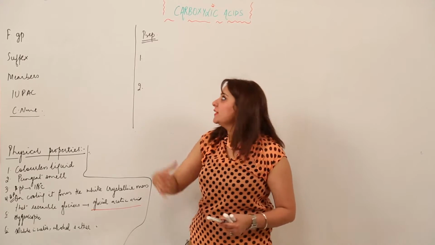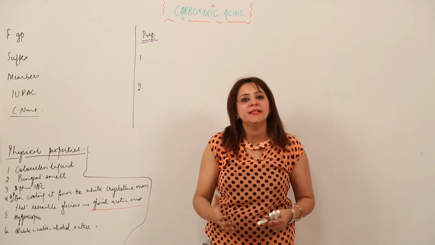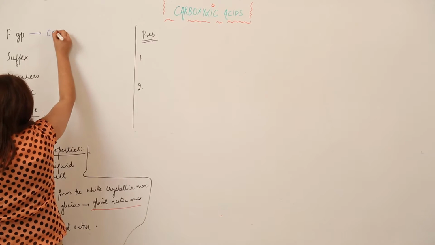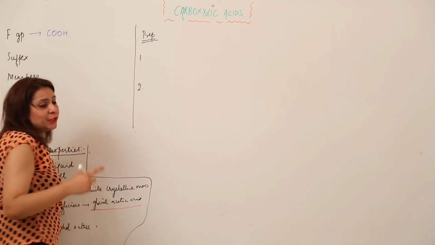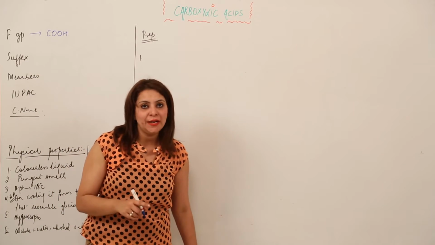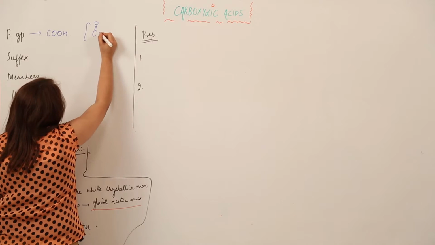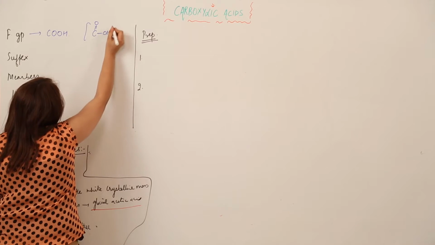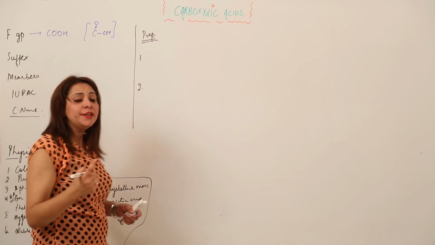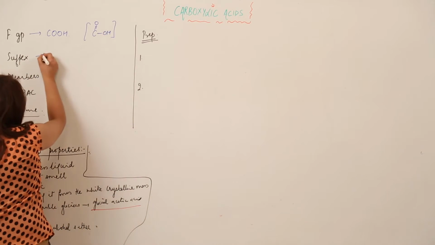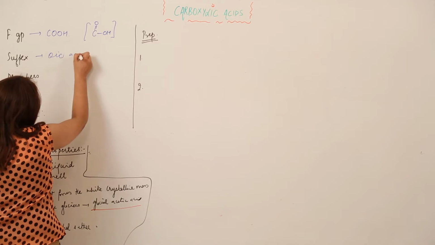Now we are starting with the second functional group, that is the carboxylic acid. So what is the functional group of the carboxylic acid? It is COOH. As you know, you need to remember the open structure as well. So what is the open structure? Here the C is forming a double bond with O and a single bond with OH. And when we talk of the suffix, the suffix used for the carboxylic acid is "oic acid".